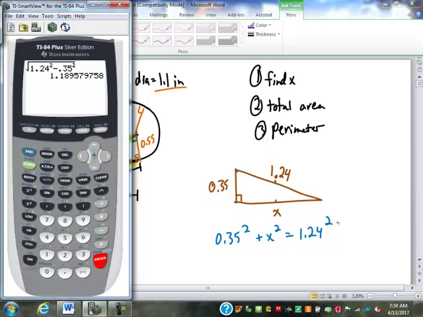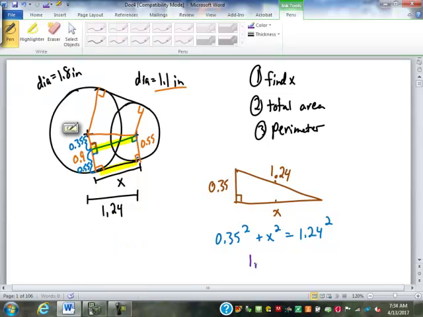I'm going to have to go 1.1896 here. That's going to be inches. So that's my first one. I found x, 1.1896 inches. Probably 1.190 is where I would really round that off.